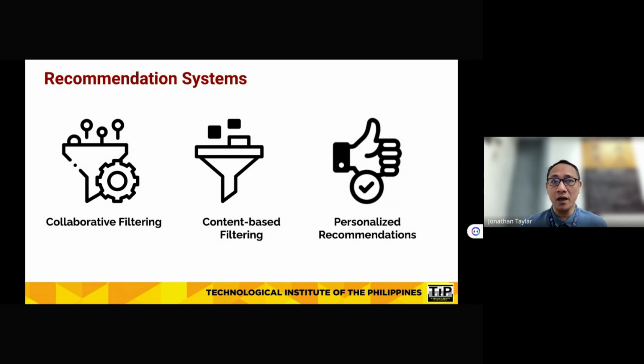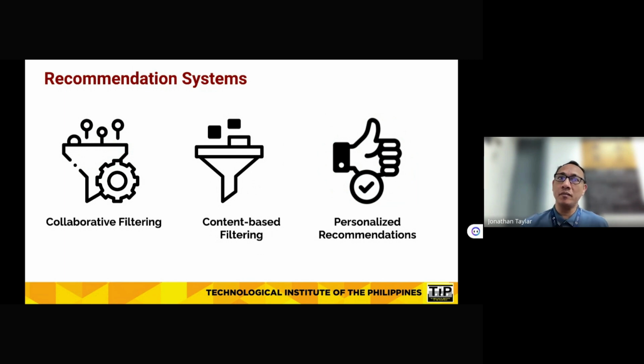Collaborative filtering is about recommending items to users based on the preferences and behavior of similar users. It leverages the wisdom of the crowd by identifying patterns and similarities among users' interactions with items. An example is when you buy something from Shopee or Lazada, you get advertised similar items, or what other customers are buying. You get recommendations like that. So those are AI-enabled algorithms.